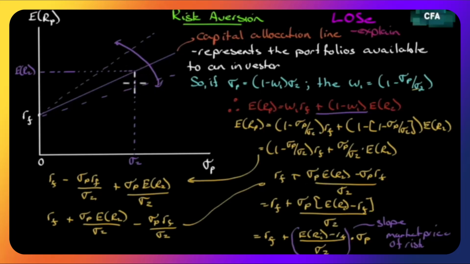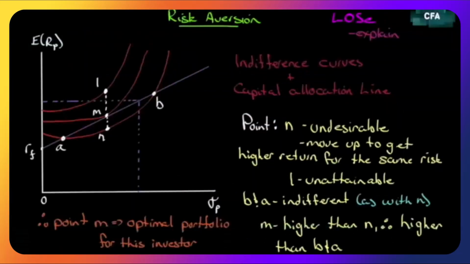Anyways, here we go. Let's move on and let's lay some indifference curves on top of this, and let's see if we can figure out what the optimal portfolio is, given the combination of the market price of risk and our level of risk aversion. So here we go. Indifference curves plus the capital allocation line. Here are three different indifference curves. Here's our capital allocation line.